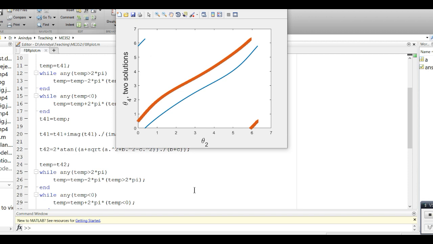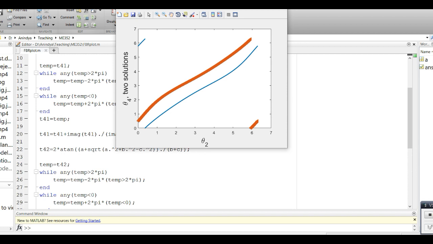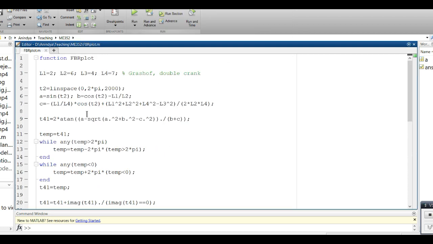All right, now let us do a double rocker. If we do a double rocker, what we have to do is fix this one, and that means it has to be 4, 7, 2, 6, and that's a double rocker. Okay, so when I take a double rocker, there is going to be one problem which you can anticipate. Okay, there's going to be a problem.